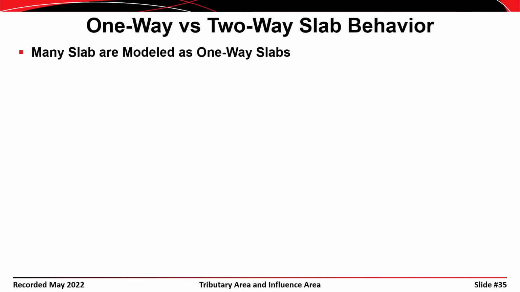Another consideration when we consider tributary area is the way that the slab acts or the way that the slab behaves. Many slabs are modeled as one-way slabs, meaning that the slab acts to carry load in only one direction, usually towards the next level of framing, which is a floor joist or a floor beam.